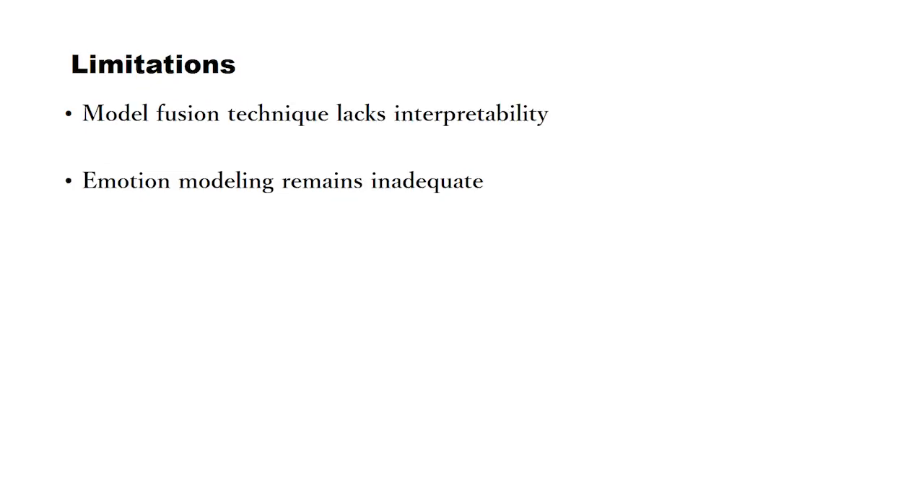Anyway, our system still has some limitations. Say we cannot mathematically or confidently know how the model fusion functions inside the inference stage and whether it really disrupts the discrimination ability of ASV systems. And our emotional modeling remains inadequate, leaving room for enhancement in emotion transfer effectiveness, especially for the emotion label of sadness. And this is all.